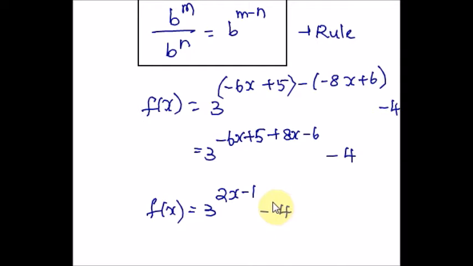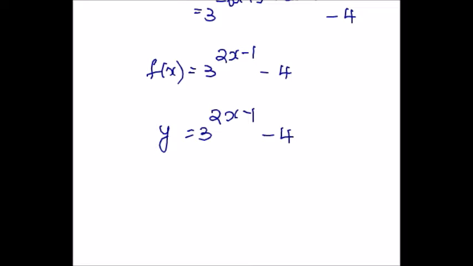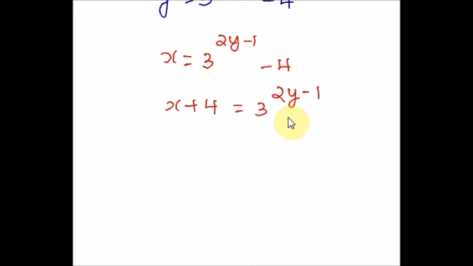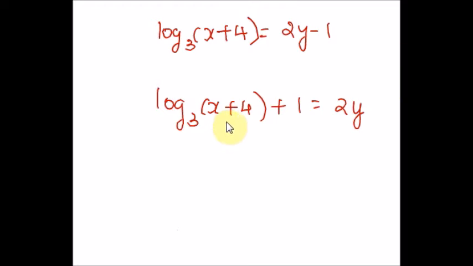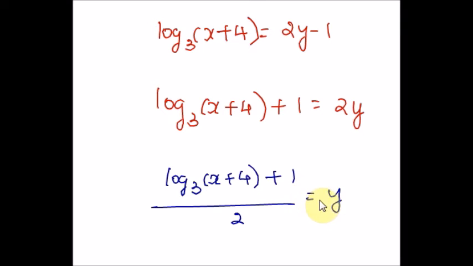At this point we can proceed as usual in solving for the inverse. I'm just going to rewrite f of x as y. And I'll just interchange the variables x and y. Switch x and y. Before we can take the logs of both sides, isolate the exponential portion of the equation by adding 4 on both sides. Take logarithm on both sides. Since the base is 3, I'm going to take logarithm with base 3. If we apply the logarithm to the exponent on the right side, the log and base will get cancelled out and the exponent will be brought down. Add 1 on both sides, then divide both sides of the equation by 2 so that y will be isolated on the right side. Now replace y by f inverse of x.